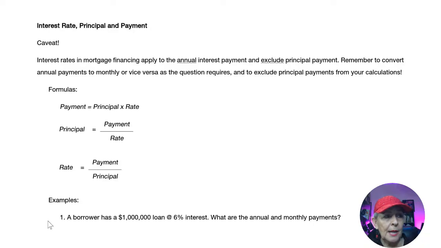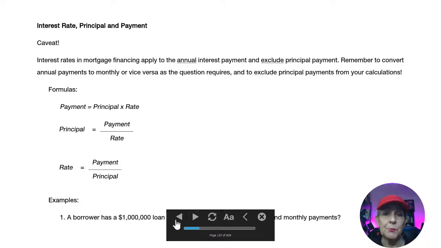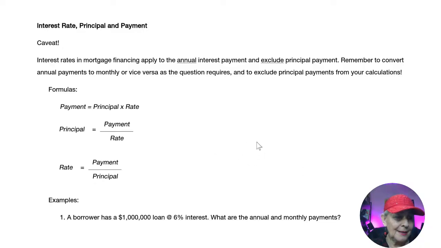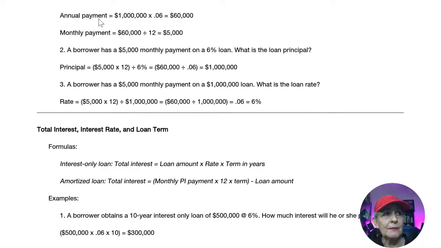So an example, a borrower has a $1 million loan at 6% interest. What are the annual and monthly payments? What are they asking for? Annual, that's 12 months, and monthly payments. So the annual payment equals 1 million times 0.06, which is 6% converted into a decimal, equals 60,000.